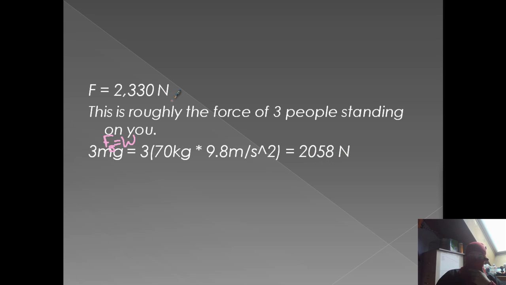That's pretty close to the amount of force needed to stop that train. It's 3 people standing on top of you. So therefore, trains are very hard to stop. That's why you shouldn't try to race trains and cross the tracks in front of them, because they really can't stop too quick.